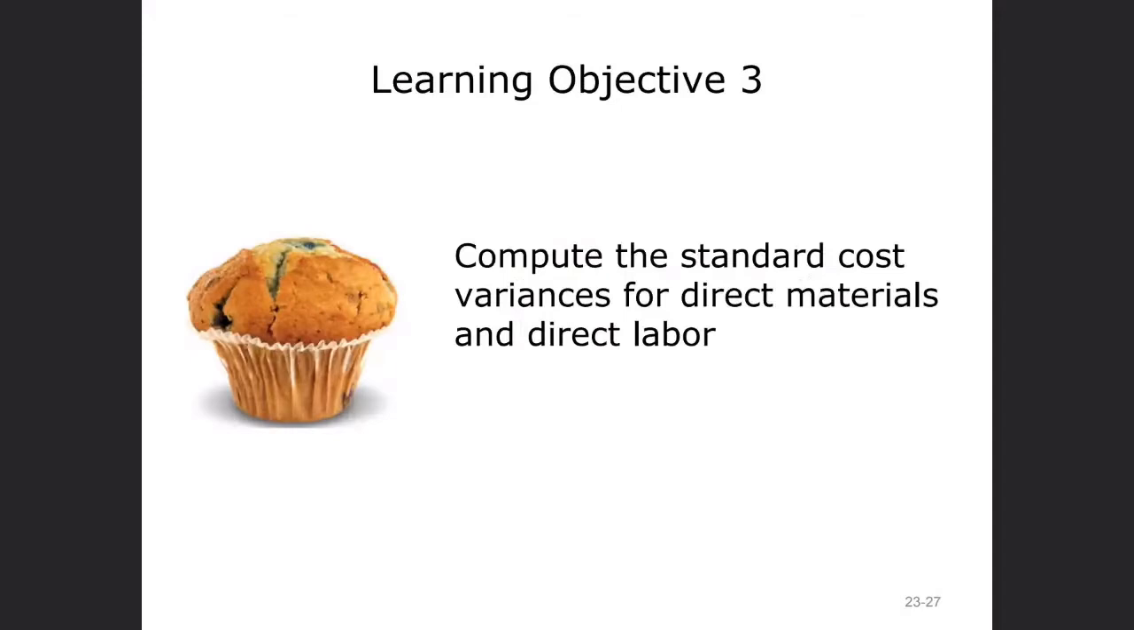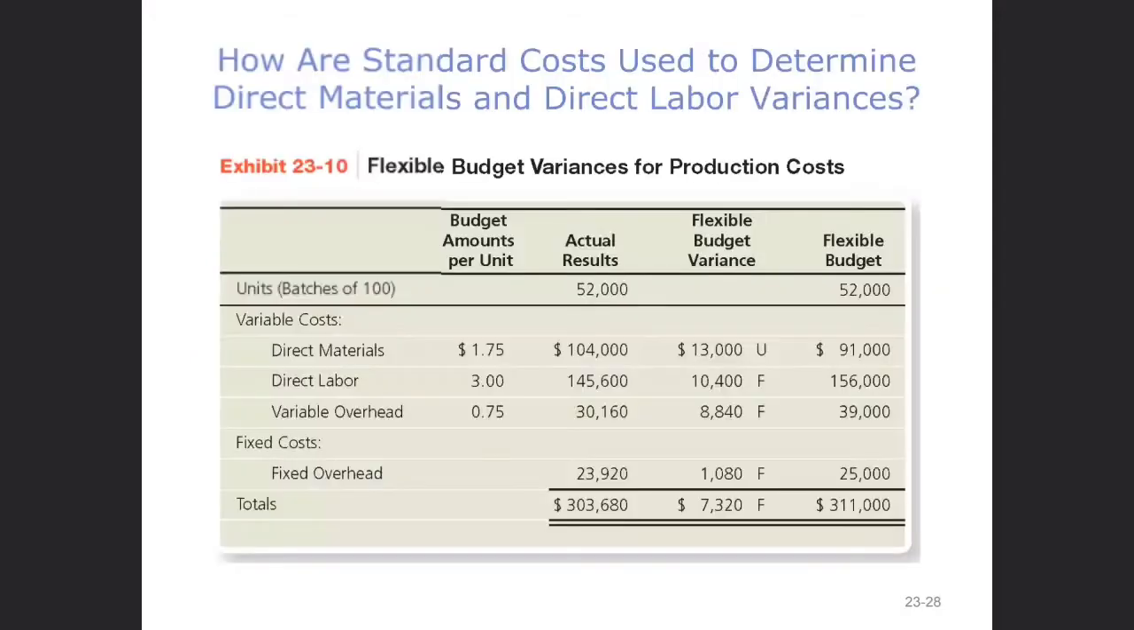So learning objective 3, compute the standard cost variances for direct materials and direct labor. Here we have our flexible budget variances for production cost. We've got the budget amounts per unit, our actual results, our flexible budget variance, and our flexible budget. This is a small portion of what we just looked at, a smaller picture. So right now we're only looking at our flexible budget variance.